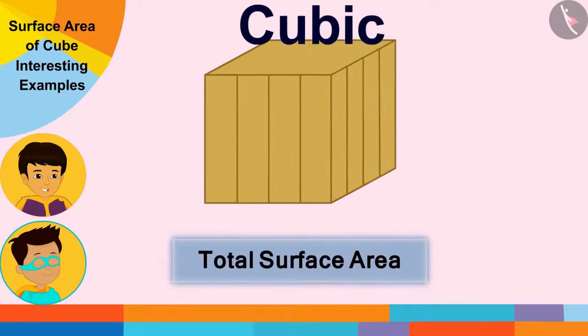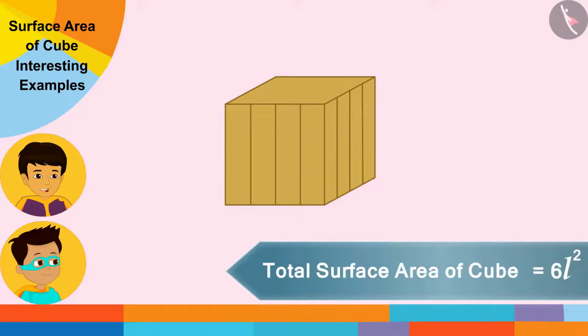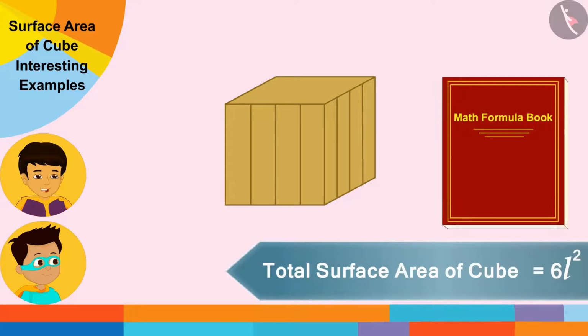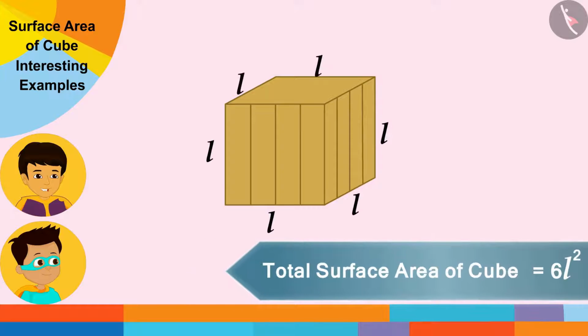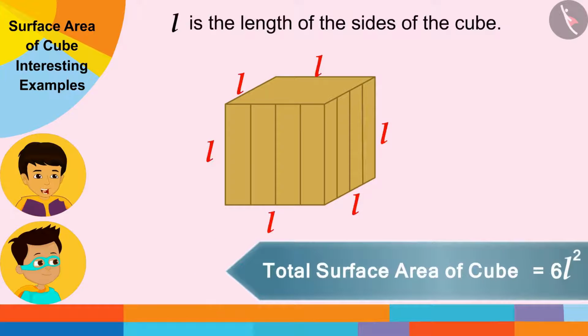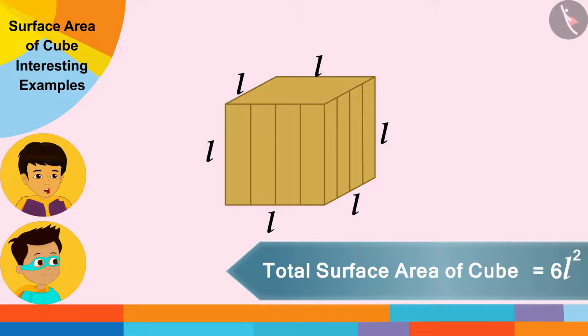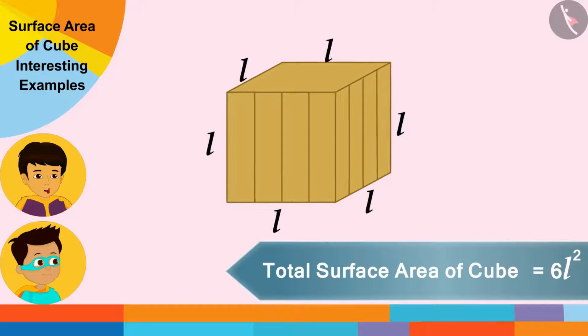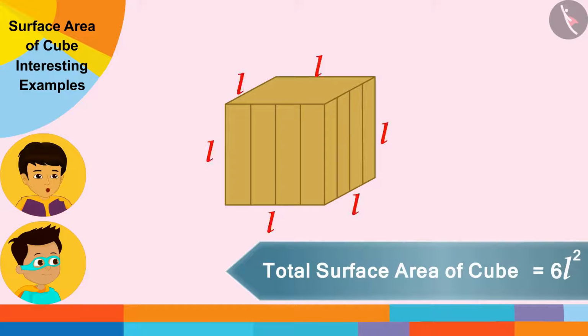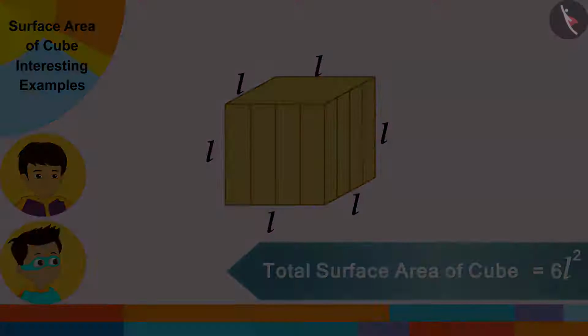Thomas, this stool is cubic. And we wrote this formula for the total surface area of a cube in the formula book of mathematics, where L is the length of the sides of the cube. Now, we just have to write the length of the side of the stool in this formula and we will get its total surface area.